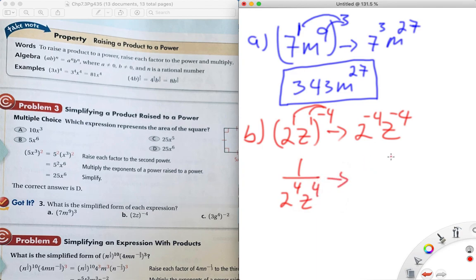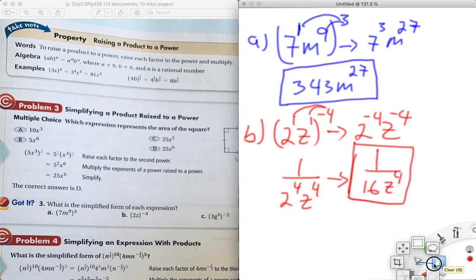2 to the 4th power, 2 times 2 is 4, times 2 is 8, times 2 is 16. So it's going to be 1 over 16 z to the 4th power. 1 over 16 times z to the 4th power.